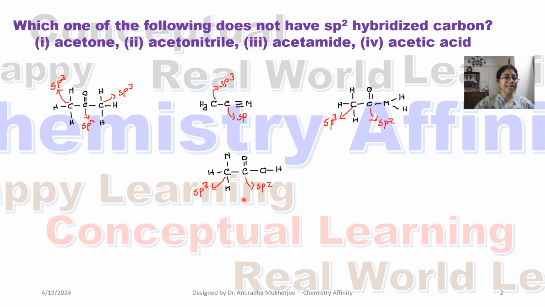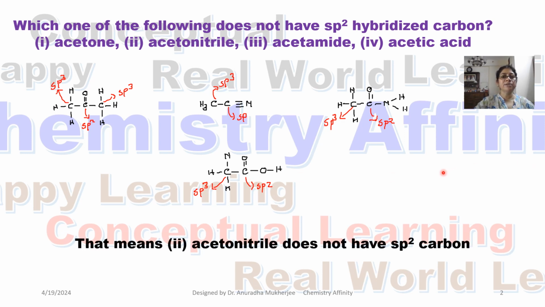Next one is acetic acid. Left hand side carbon is sp3 because of four single bonds. C double bond O, this carbon has one double bond, two single bonds, so that means this carbon is sp2. So which one of the following doesn't have sp2 hybridized carbon? The correct answer is acetonitrile, where one carbon is sp3 and the second carbon is sp hybridized.